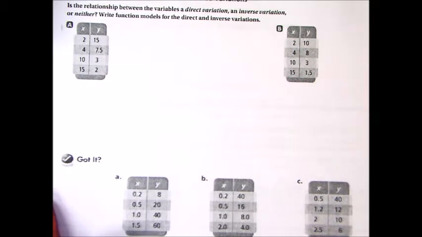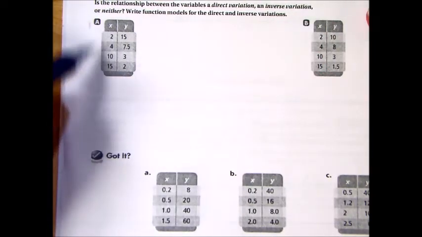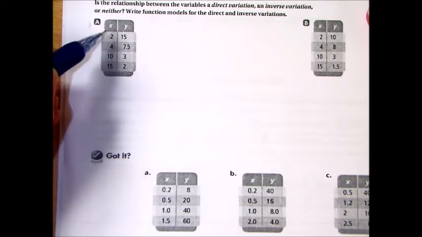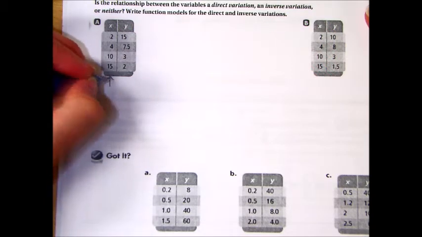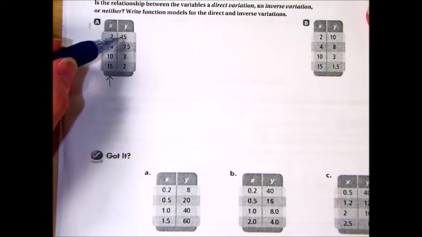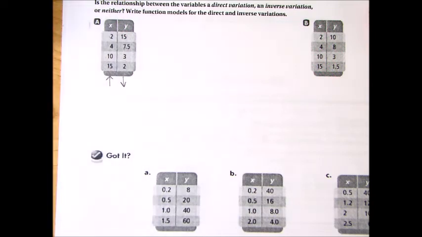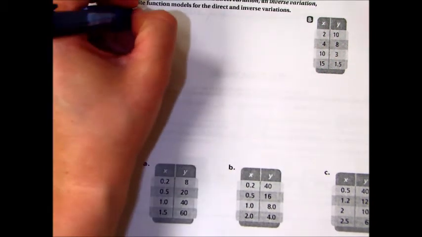We have 5 problems to check out. Now what I'm noticing about these x's, 2, 4, these are going up and these are going down, down, down, down in their absolute quantity. That means I'm going to test for inverse.